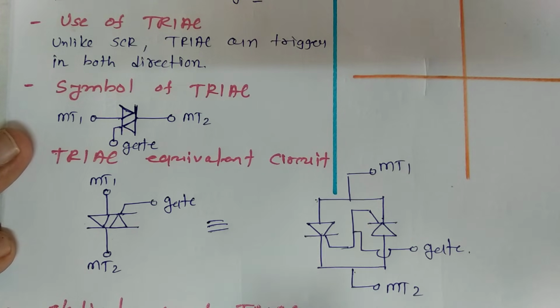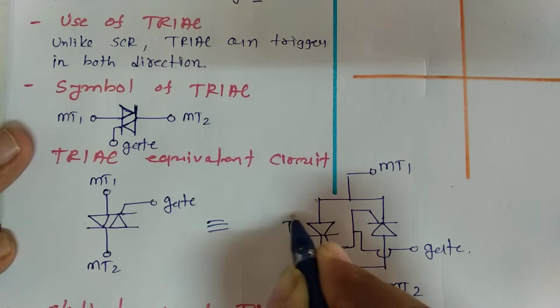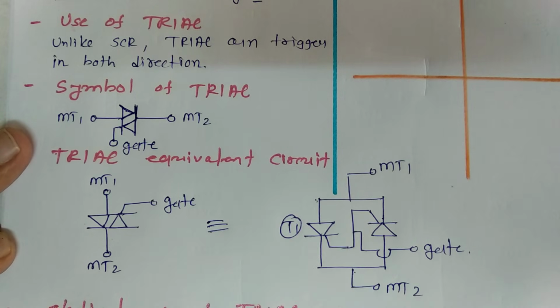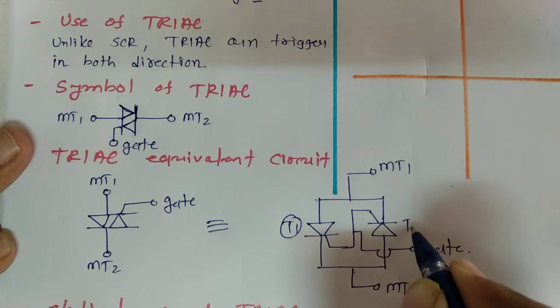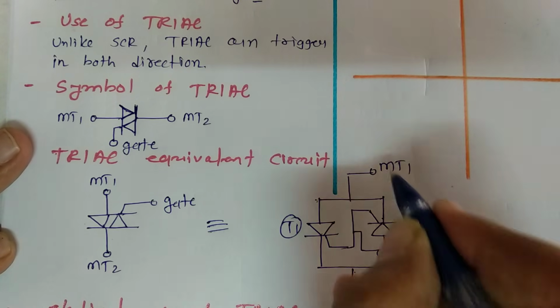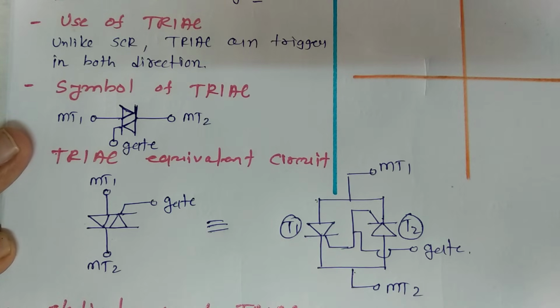When we talk about its operation, if MT1 is positive with respect to MT2, then this SCR, let us say this is T1, gets triggered in forward bias, and T2 is in reverse bias. And if MT2 is positive with respect to MT1, then T2 is in forward bias and T1 is in reverse bias. So in both cases there will be the characteristic of an SCR, provided gate control is there.